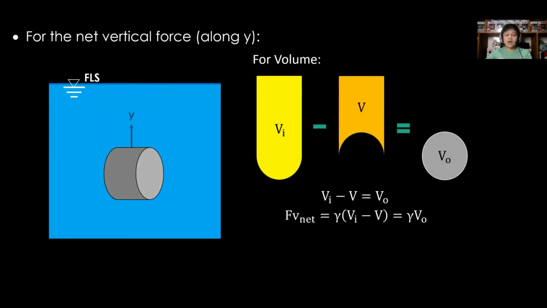Updating the equation of FV net, it is therefore equal to the gamma times the volume of the object, or otherwise that is V sub O, or others use that as V sub B, or the displaced volume. And this is the equation of the buoyant force, or BF. That is again equal to gamma of the fluid multiplied by the volume of the submerged object, or the displaced volume. So buoyant force is always acting at the center of gravity of the submerged volume.